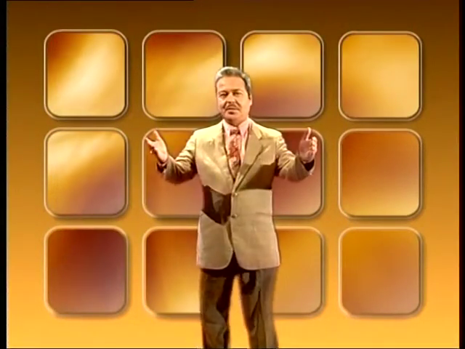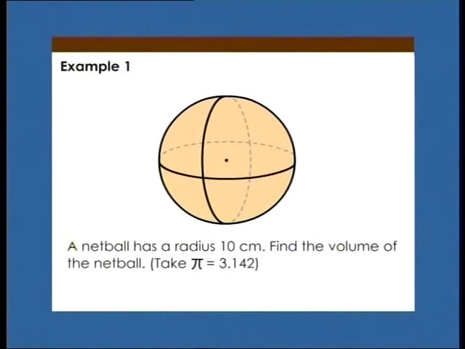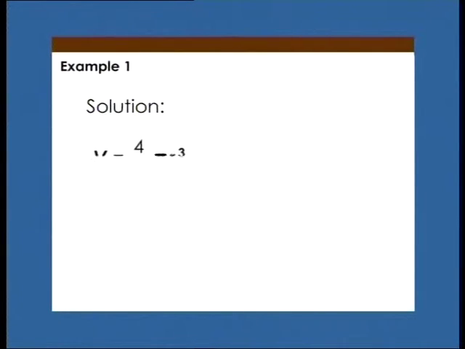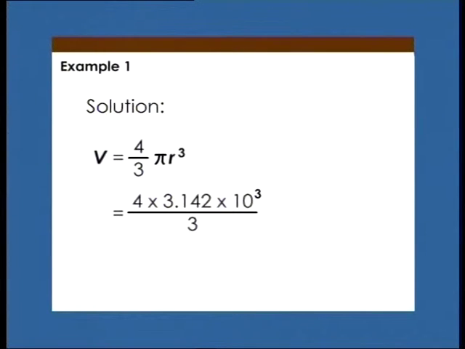Example 1. A netball has a radius of 10 centimeters. Find the volume of the netball. Take pi equals 3.142. Solution. V equals 4 over 3 pi r cubed, equals 4 times 3.142 times 10 cubed over 3, equals 4,189 cubic centimeters.